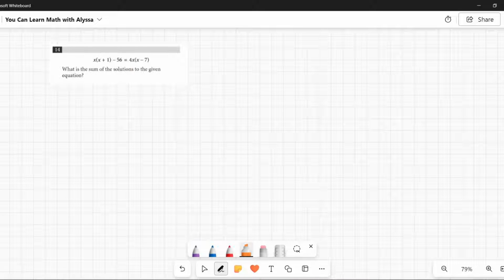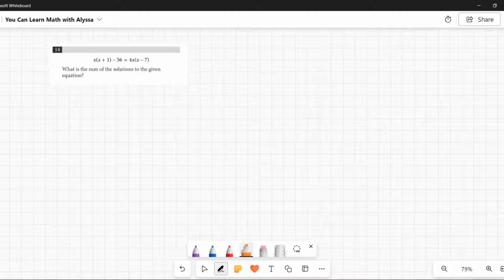Okay, this is one where I'm going to look at my notes to remind myself what they did in their explanation. Yes, okay, that is what they did. I do not agree with their explanation. I think it's way harder than it needs to be. The sum of the solutions.